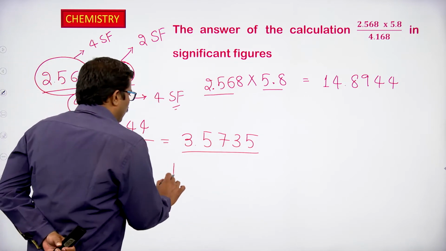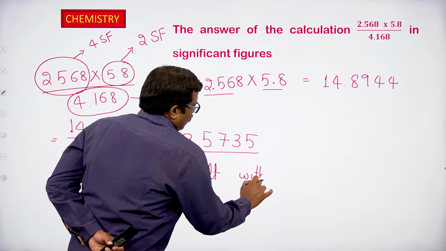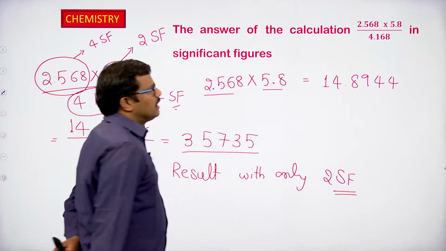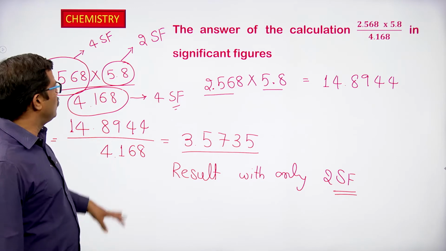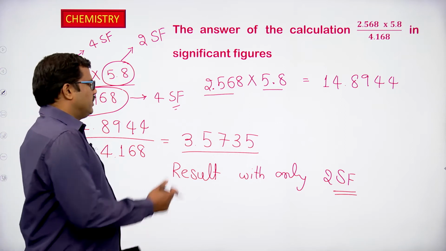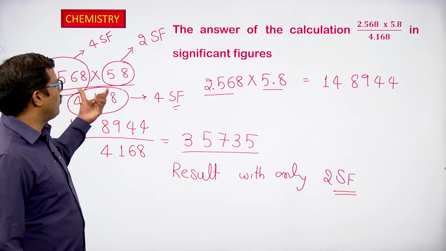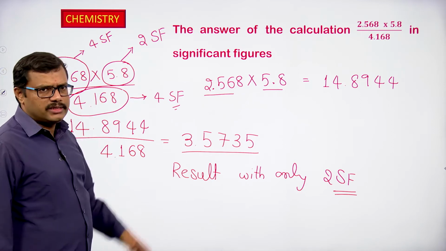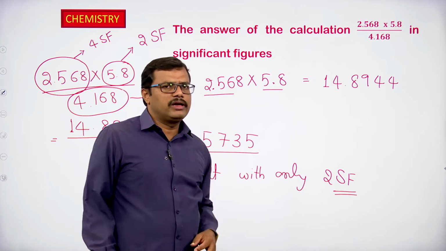But what we have to do? We have to express the result with only 2 significant figures. So, the result should contain how many significant figures? The answer for this particular calculation should contain only 2 significant figures. Why is it so? One number has only 2 significant figures, the other 2 numbers have 4 significant figures. We should always give the result having the least number of significant figures from the numbers that we have taken for the mathematical operations. So, here we have taken 5.8 which has only 2 significant figures, this is the least value. So, our answer should also contain 2 significant figures in the result.